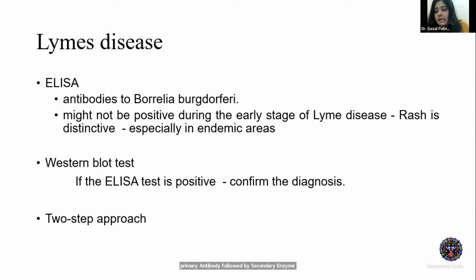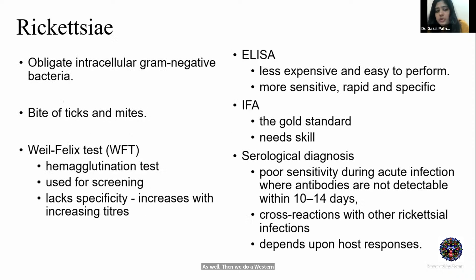Other rare diseases like Lyme's, again here the ELISA is the most often used test. It detects the antibodies to Borrelia burgdorferi, but because it can provide false positive tests also, it is not the sole basis of diagnosis. The test might not be positive during the early stages of Lyme disease as well. Then we do a Western blot test. If the ELISA is positive, we do Western blot to detect the antibody and confirm the diagnosis.